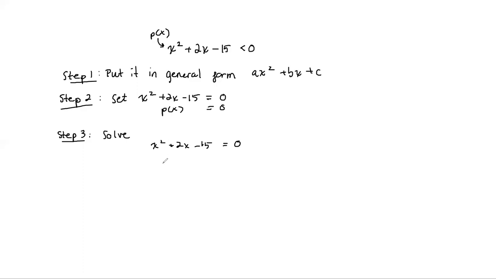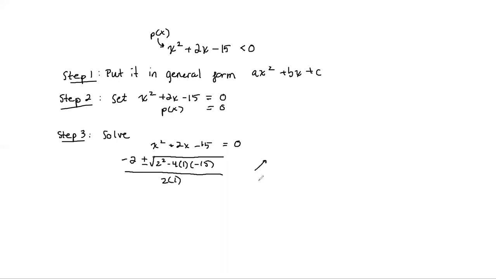So again, how can I solve this? I can easily solve this using the quadratic formula, which is minus b plus or minus square root of b squared minus 4ac, divided by 2a. So here I have minus b, which is 2, so minus 2, plus or minus the square root of b squared. So b squared is just 2 squared, minus 4 times a, which is 1, times c, which is minus 15. And all of this is divided by 2a, where a again is just 1.